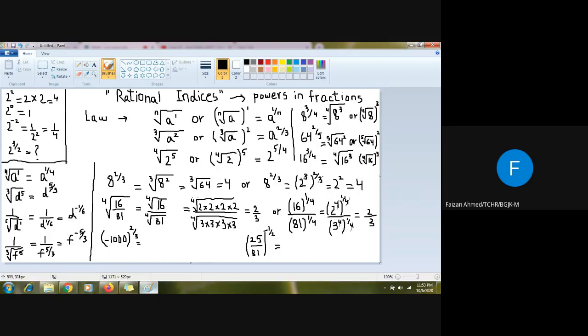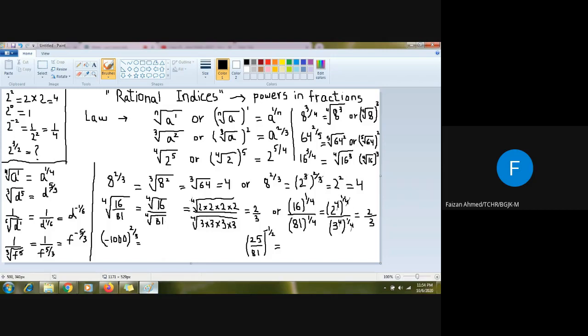We have one more example, that is the fourth root of 16 upon 81. First of all, I have separated the fourth root. I have written the fourth root with 16, and I have written the fourth root with 81 also. Now I know that there is a number which is multiplied 4 times and the answer is 16. So I'm writing it like this: 2 multiplied by 2 multiplied by 2 multiplied by 2. And 3 is the number which when multiplied 4 times gives us 81.